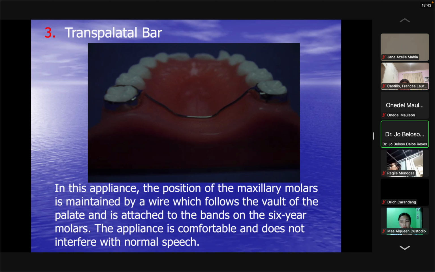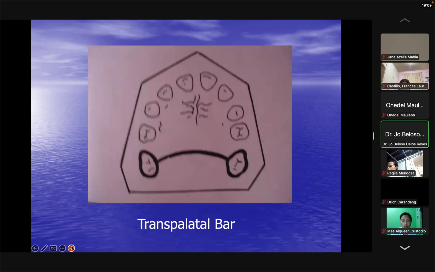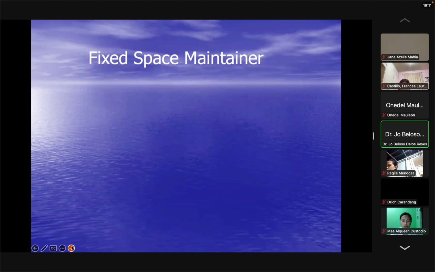The appliance is comfortable and does not interfere with normal speech, unlike the Nance holding arch, since meron siyang acrylic button dito. Nagne-nasal ang pata pag nagsasalita, parang nangungungo. With this one, hindi niya problem yung speech. So yan yung schematic drawing.